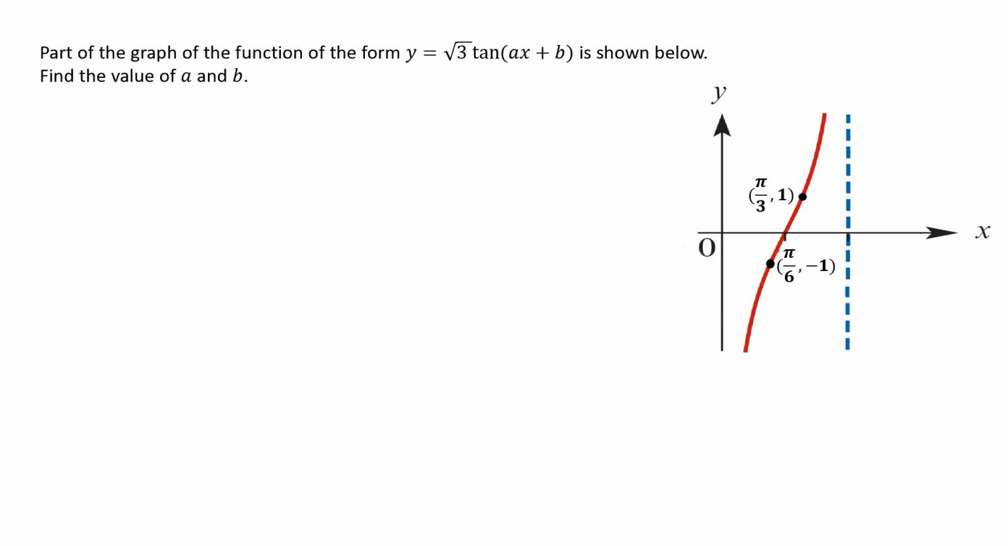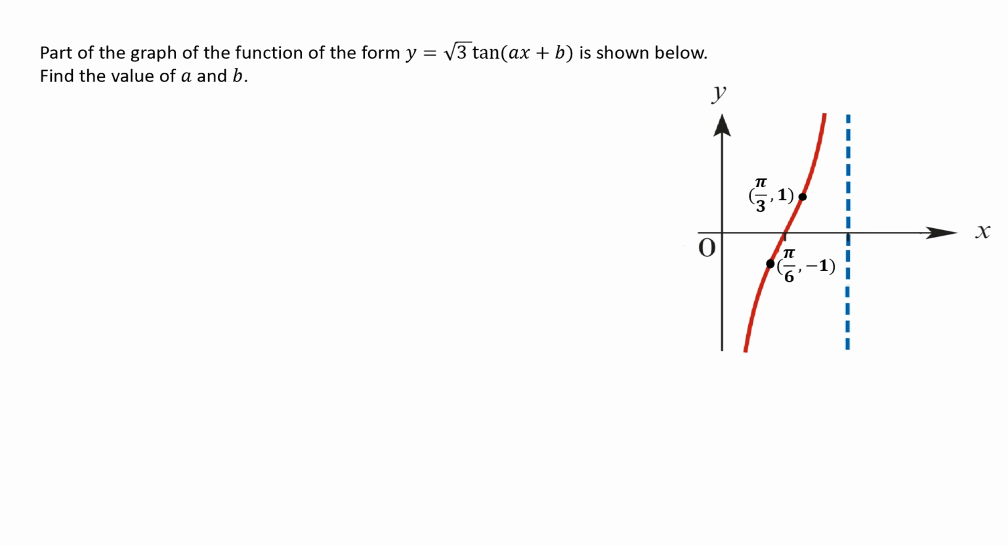For this question, we've got part of the graph of the function of the form y equals the square root of 3 times tan of (ax plus b) shown below. Find the value of a and b. To find the value of a and b, which is two unknowns, we're going to need to use two pieces of information from what we've been given. And most likely we need to use simultaneous equations to work out each value.